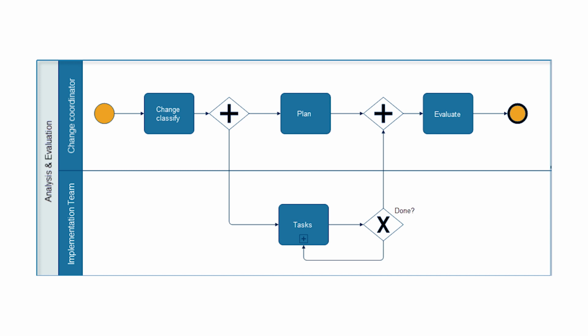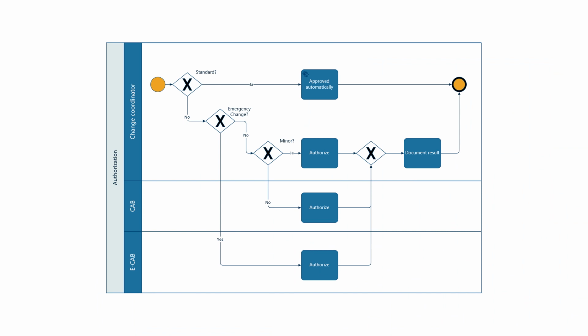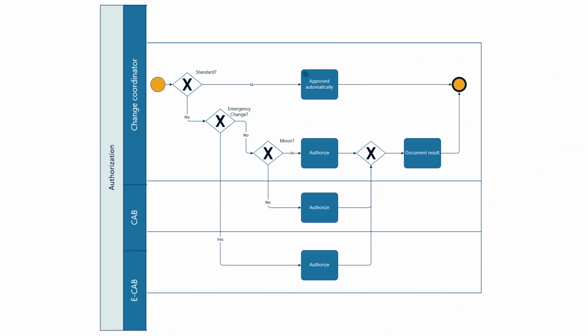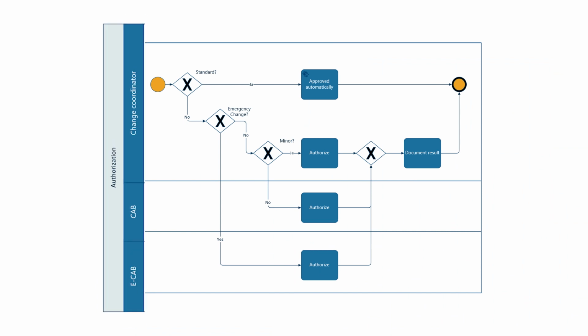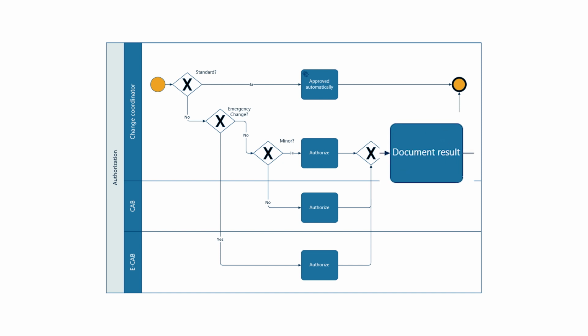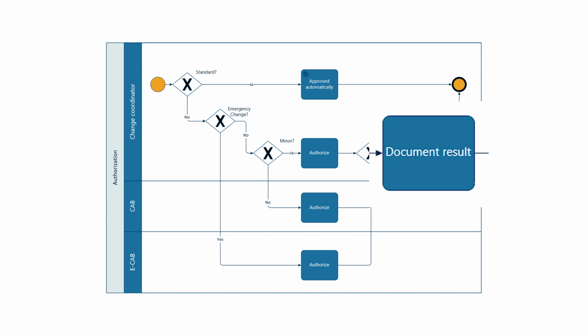The change then goes through the analysis and evaluation phase. If all the necessary information for the implementation of the change is available and a review has taken place with the involvement of the implementation team, the change can be submitted for authorization. Depending on the classification of the change, authorization is granted by different approval instances. The change coordinator documents the results.